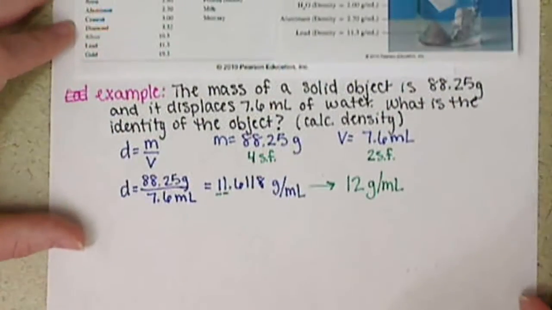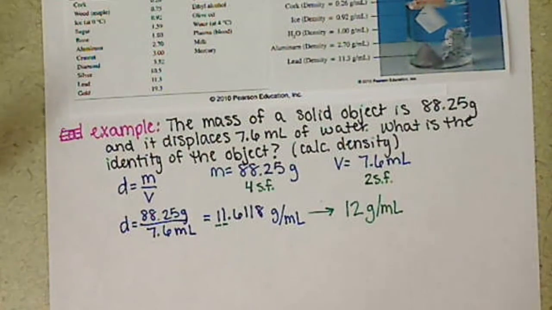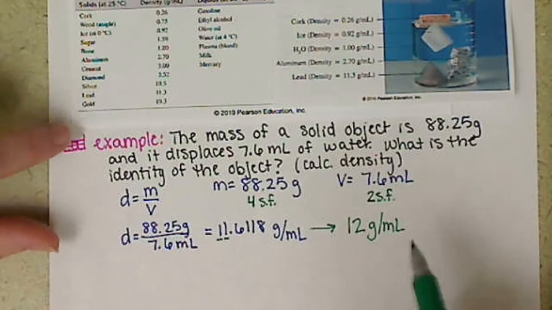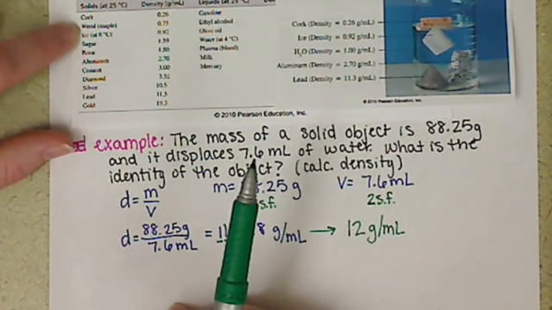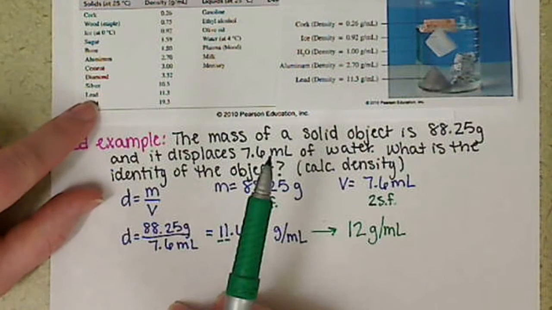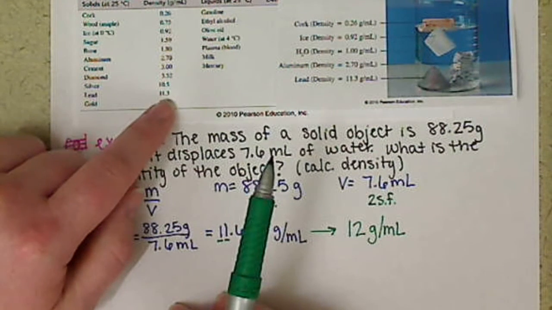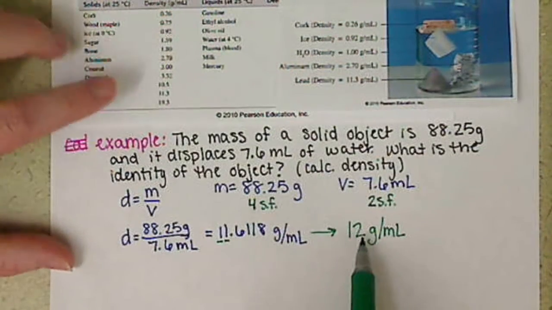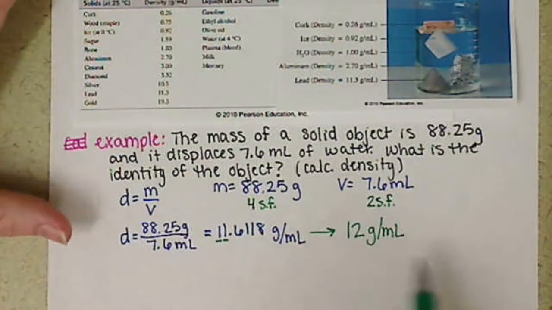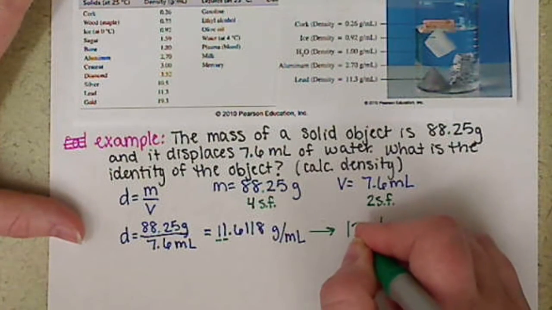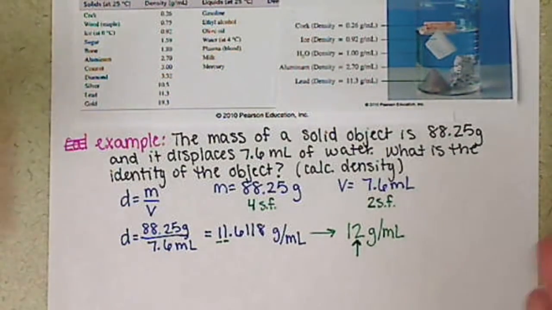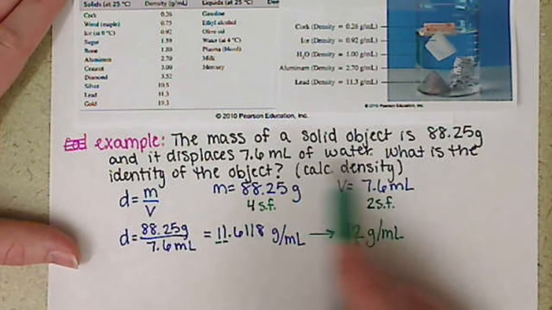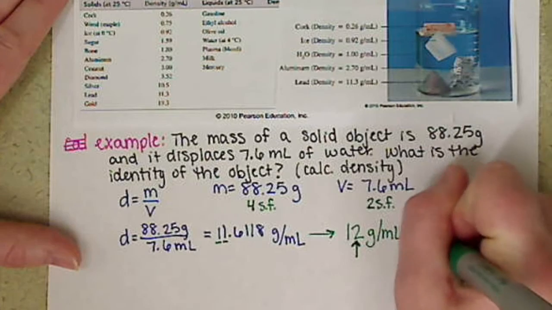So I want to use this density to try and figure out what the object was. A great way to start is to look at your table of densities. We know we're looking at a solid object, so I'm going to look in my solids. Really the only thing that's close there is lead, which has 11.3 as its density. Now remember, mathematically 11.3 and 12 aren't the same, but our degree of uncertainty is in that 2, so that can kind of range. So an appropriate identity of this unknown object really could be lead.